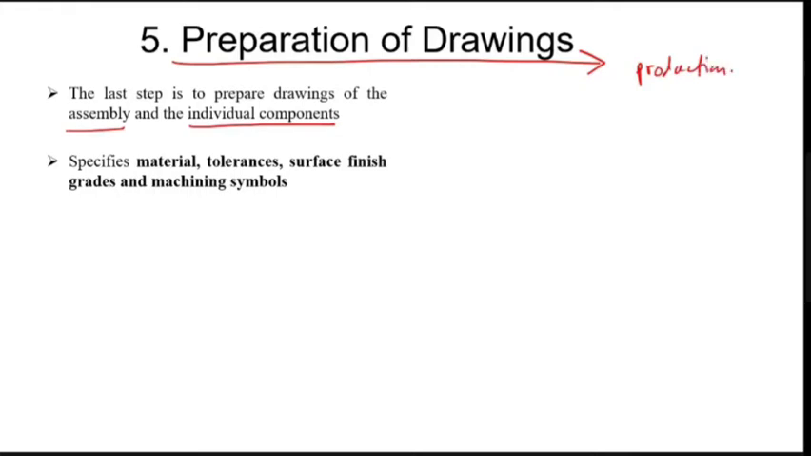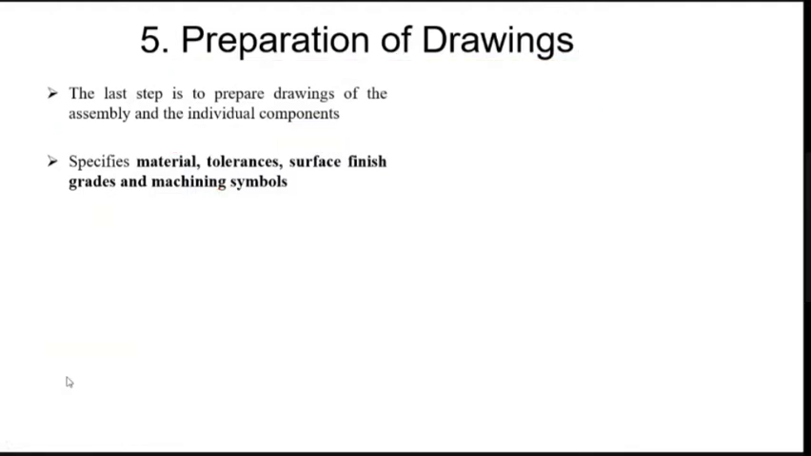The production department is getting what is nothing but a final approved design drawing. Everything, material, tolerances, surface finish, grades, machining symbols, is specified in this drawing. So the production engineer will understand what material has to be taken, what tolerances are to be kept, what surface finish is to be placed, what the grades are, and what the symbols are.